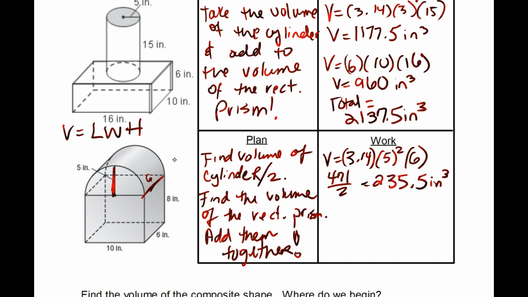So now we have to find the volume of the rectangular prism. It's going to be 10 times 6 times 8. 10 times 6 times 8 is 480.